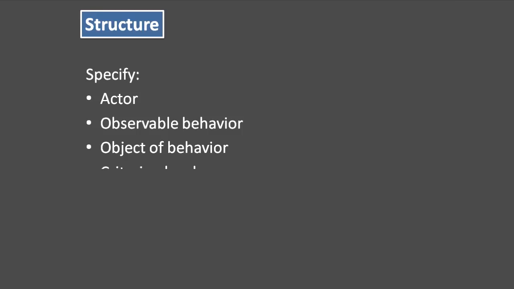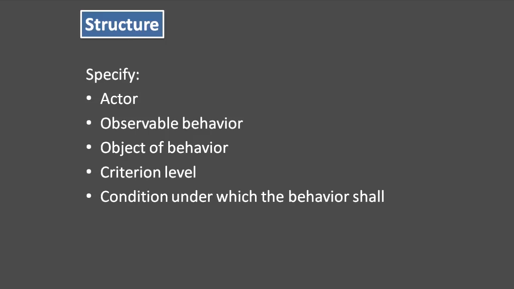You also need a criterion level. You don't want people to just do something any old way. You want them to do it well. And so what are the criteria by which we're going to judge them? And then finally, what conditions under which the behavior shall occur. That might be a time frame, it might be certain environmental situations or whatever, but what are the conditions?